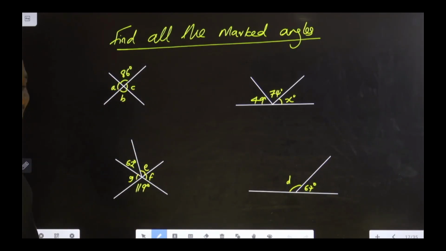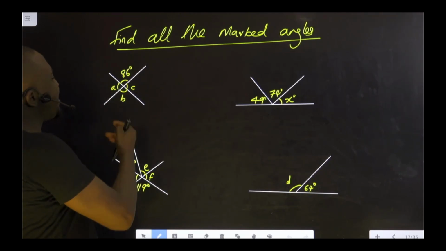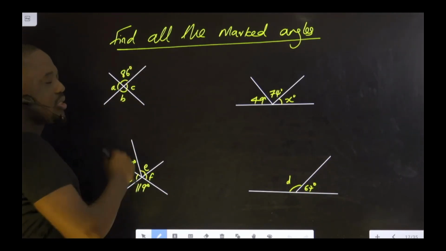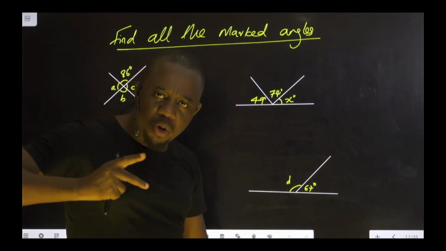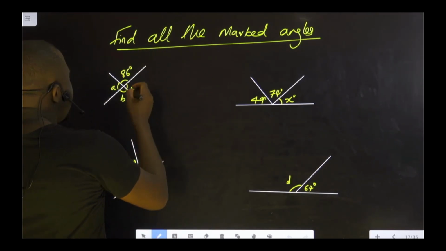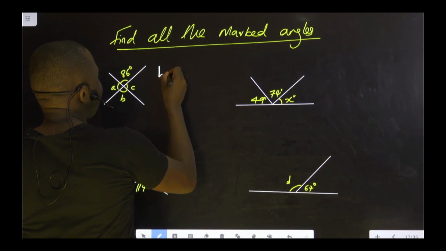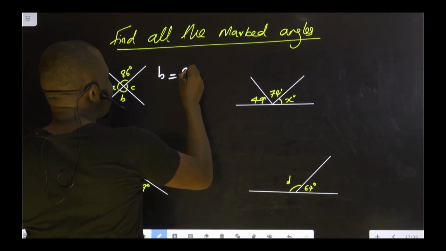These are what? Intersecting lines. Let's start with this one. He said that here is 86. This is vertically opposite. And vertically opposite angles are what? Equal. Therefore, the first thing I notice here is that B is equal to 86 degrees.